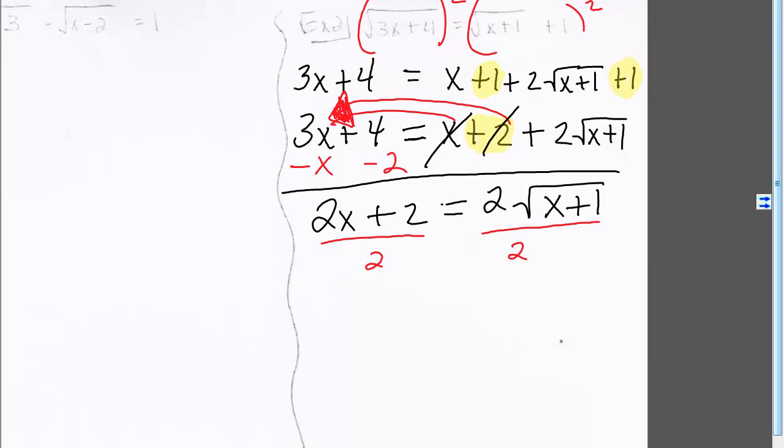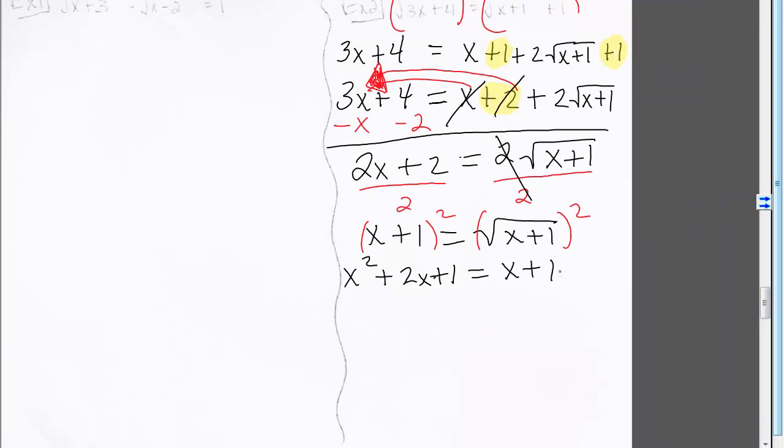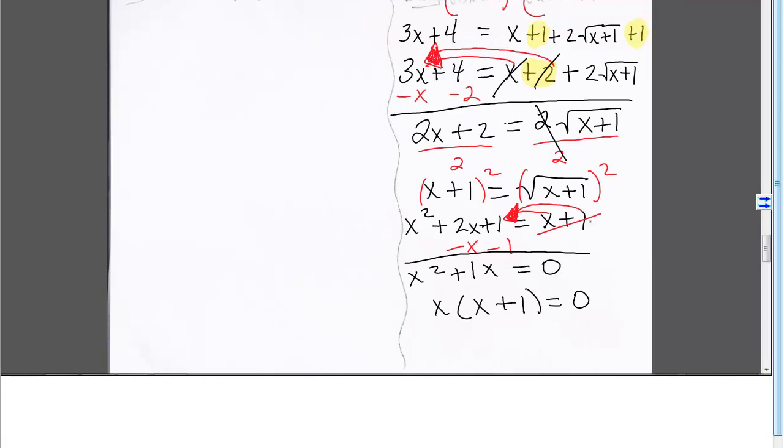Now I divide both sides by 2. This gives me x plus 1 is equal to the square root of x plus 1. I still need to get rid of the radical, so I square both sides. Squaring both sides gives me a quadratic equation. I set it equal to 0 to get x squared plus 1x is equal to 0.